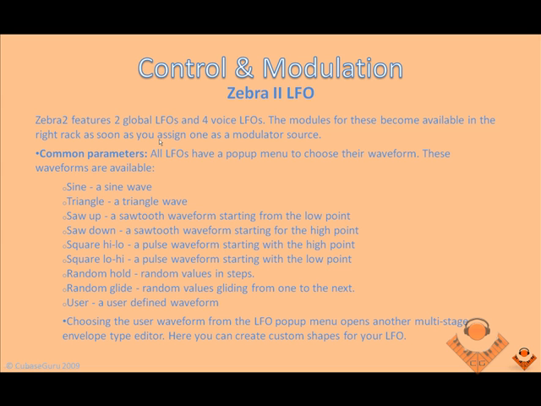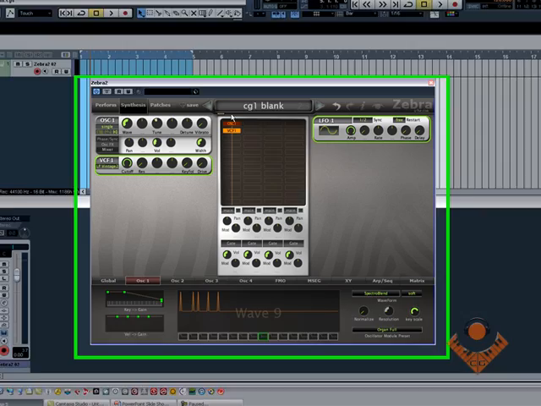Okay, Zebra 2 features 2 global LFOs and 4 voice LFOs. These modules, or the LFO modules themselves, become available in the right hand side of the rack as soon as you assign one as a modulator source, which happened when we assigned LFO to modulate the pitch of the oscillator. But I'll just show you again.